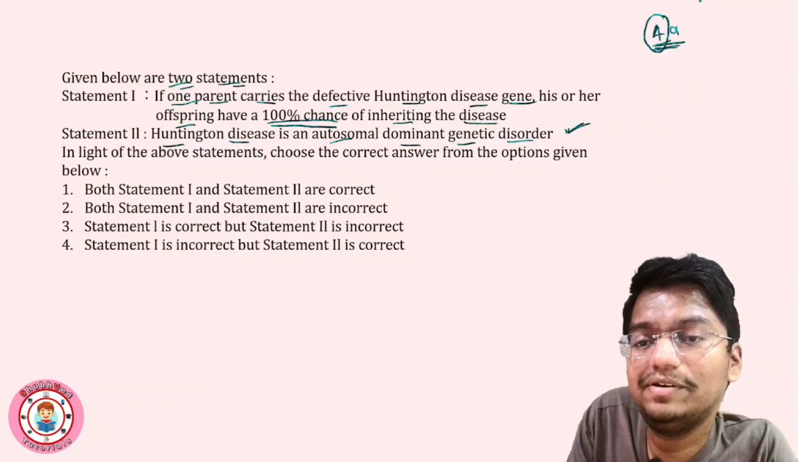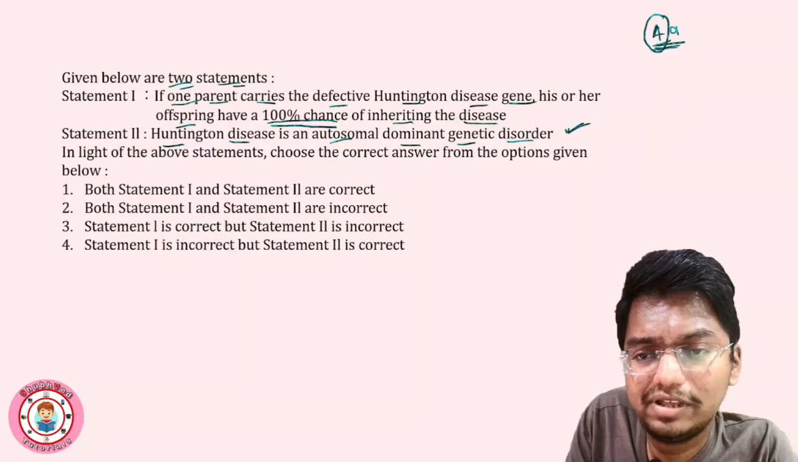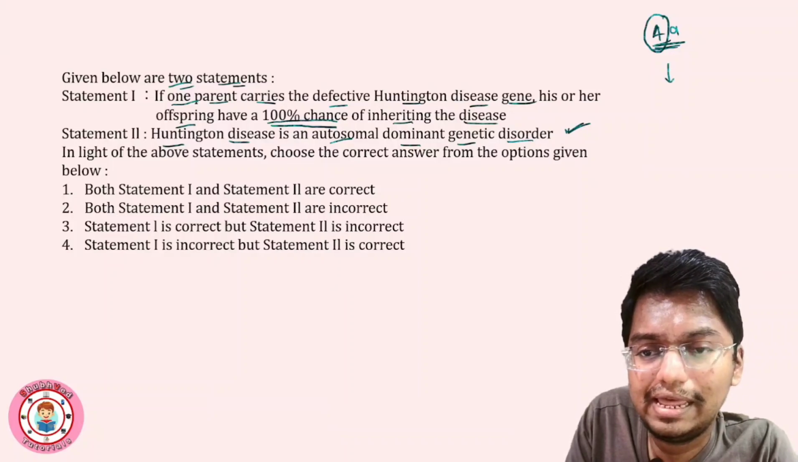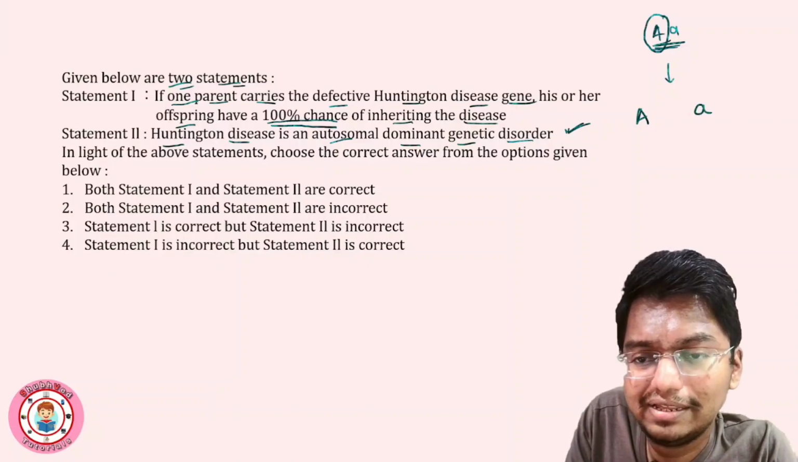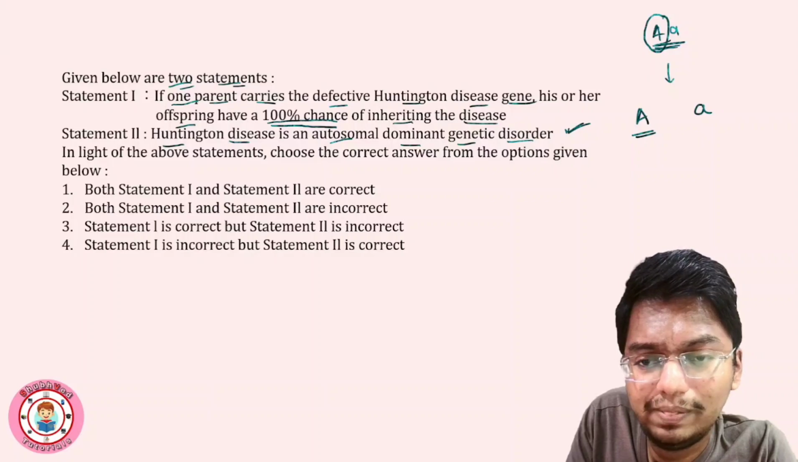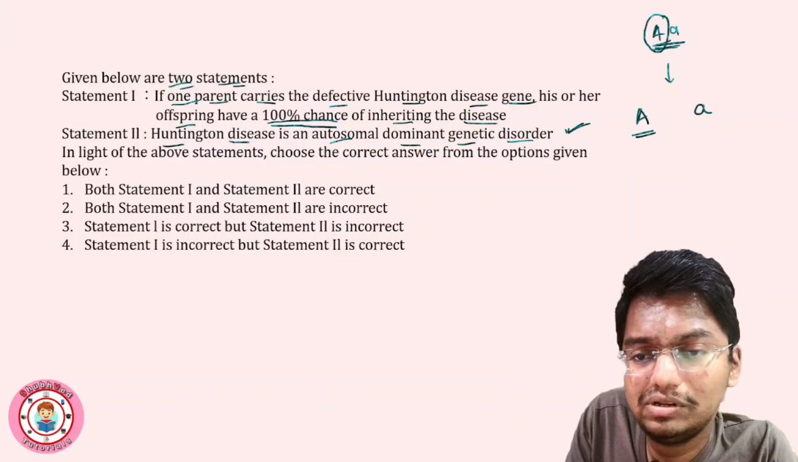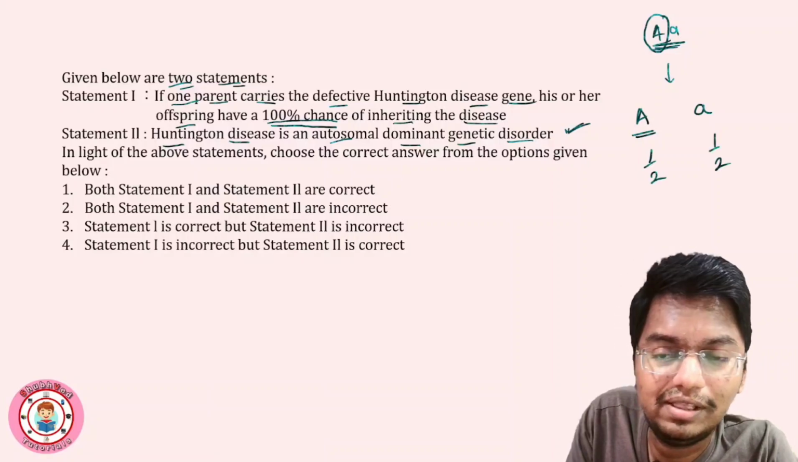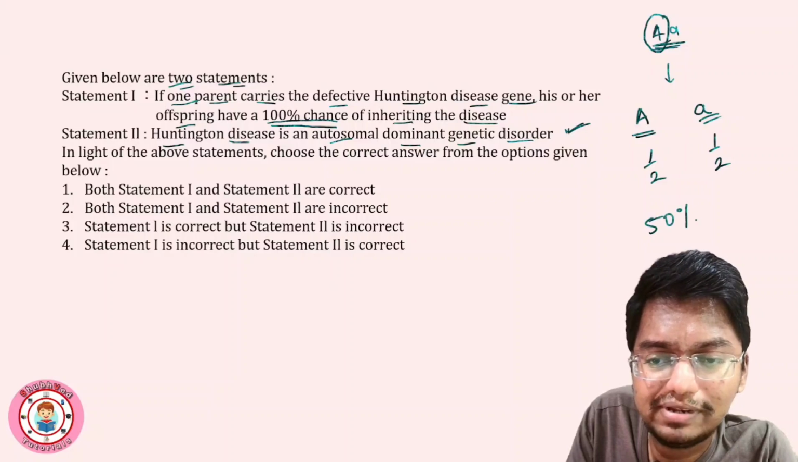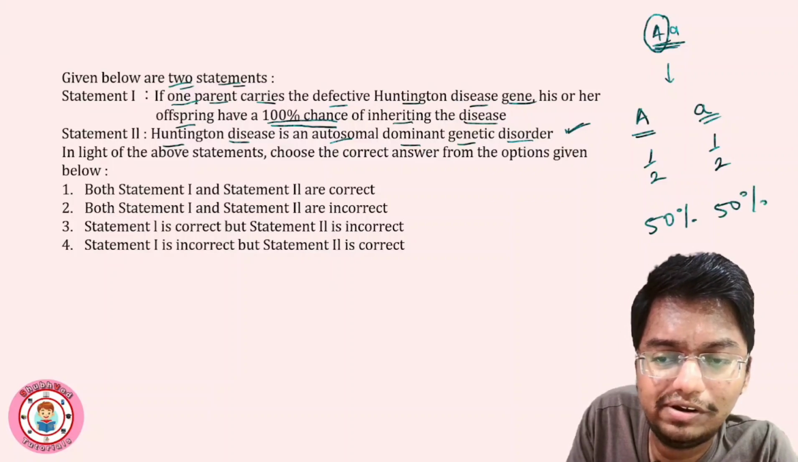How 100%? When gametes are formed, either capital A will be inherited or small a will be inherited. अगर capital A inherit होगा तो disease होगी, right? So this is half chance ना, और ये तो normal है, तो 50-50%, right? Not 100%.